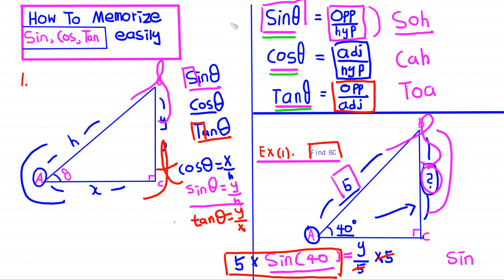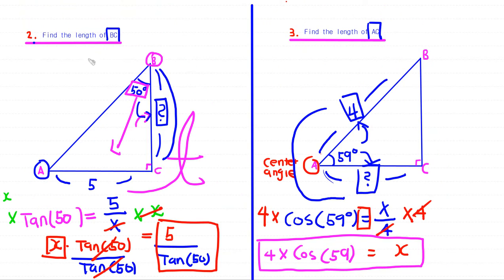We talked about the two ways of memorizing sine, cosine, and tangent. We also solved example 1, example 2, as well as example 3. And we are done.